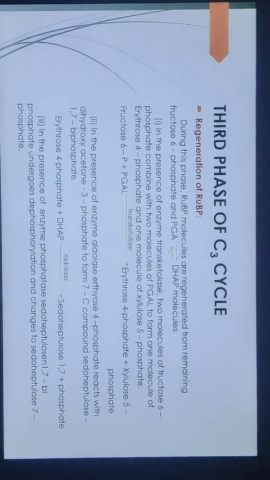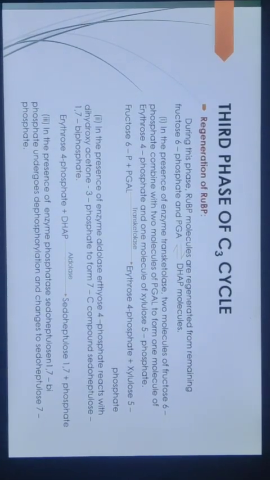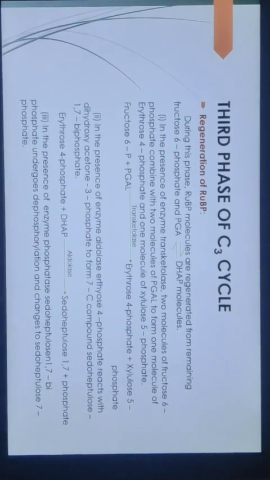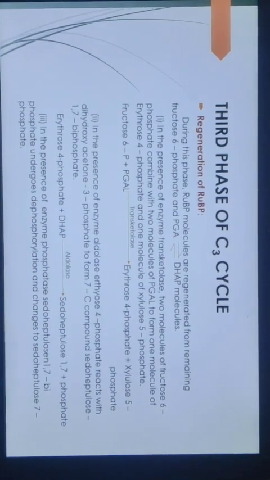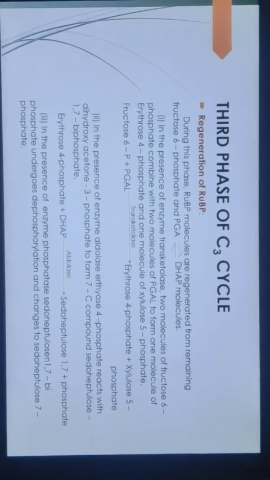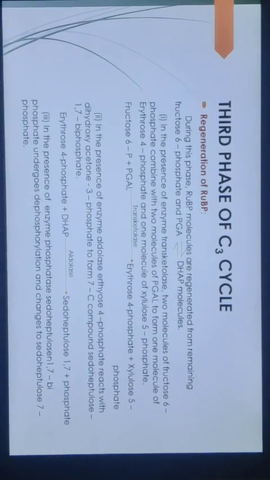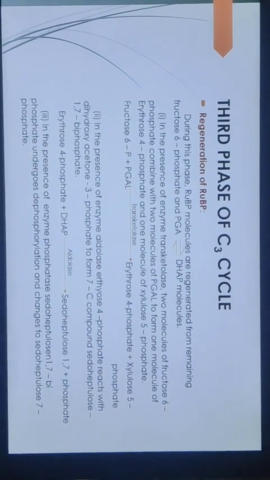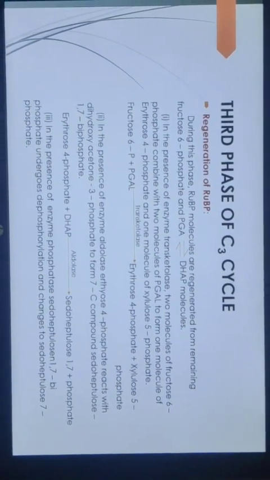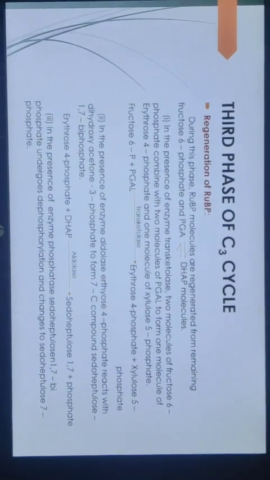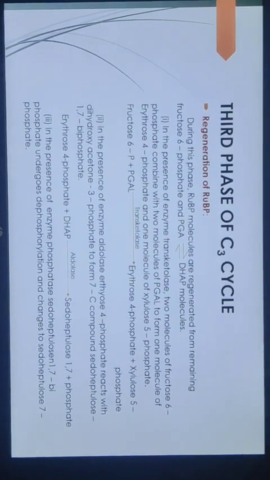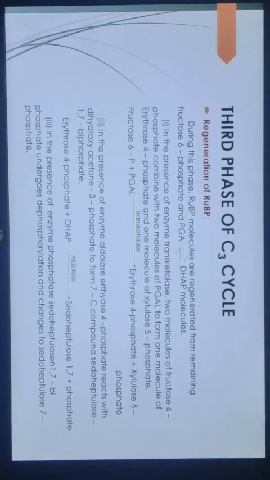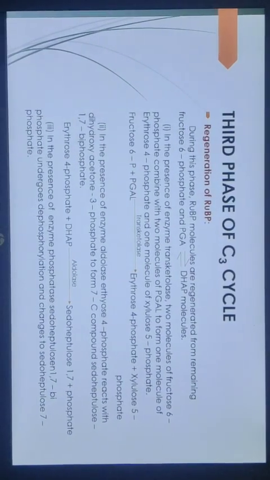phosphoglyceraldehyde to form 1 molecule of erythrose phosphate and 1 molecule of xylulose 5-phosphate. That is, fructose 6-phosphate is converted to two compounds, that is erythrose 4-phosphate and xylulose 5-phosphate. Now this occurs in the presence of enzyme transketolase. So fructose 6-phosphate gets converted to erythrose 4-phosphate, which is 1 molecule, and another molecule is formed, xylulose 5-phosphate.